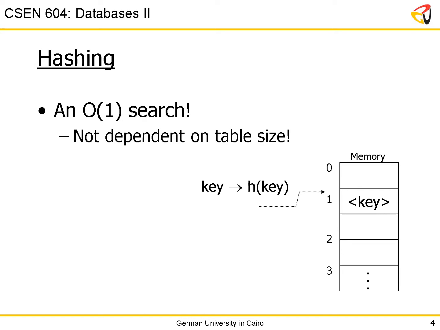Now, let's start thinking, can we twist this, or can we use this somehow as an index mechanism inside a database engine? So if I'm building a hash table on some column in some table, I will retrieve the values inside this column.